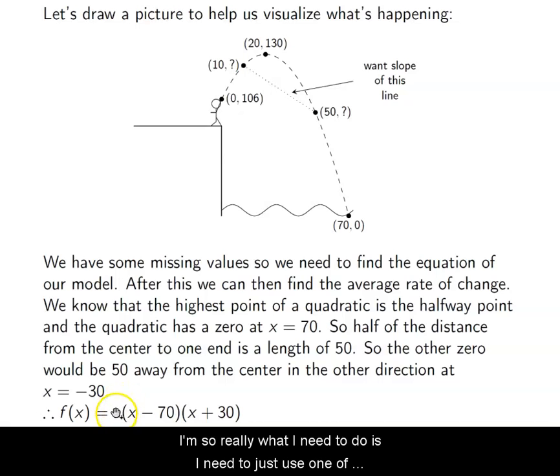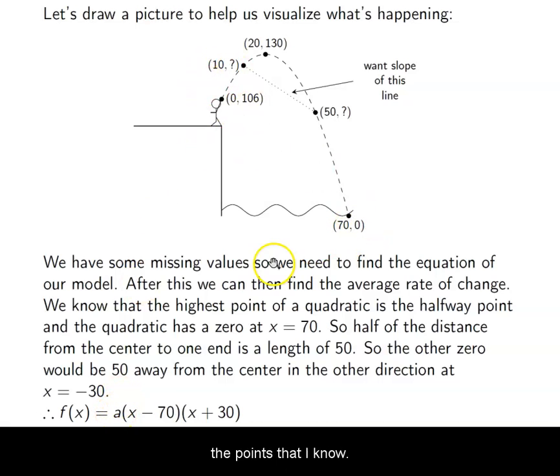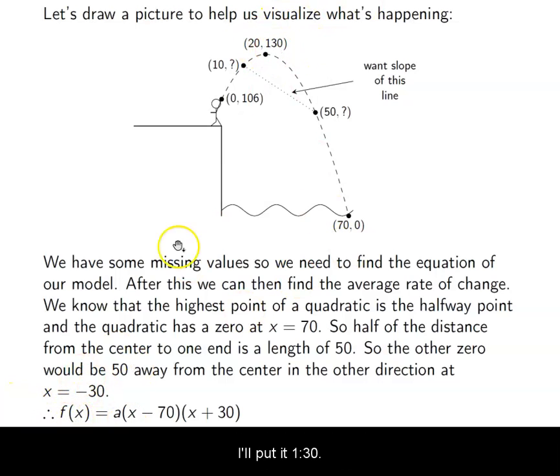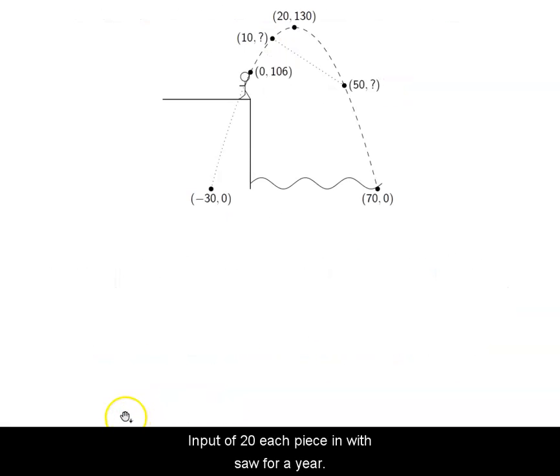So really what I need to do is just use one of the points that I know. 70 and 0 is not going to work, because if I make this 0, then everything is 0. So I would use the 20 and 130, output of 130, input of 20 in each piece, and I would solve for a here, right? So this is what my extended graph looks like.